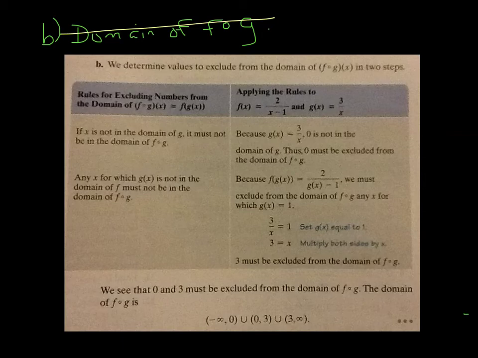Okay. When we put the g of x down here, the 3 divided by x, we cannot let that equal 1. So the value of 3 has to be excluded because it would make this entire denominator equal to 0, and we don't want that. So we threw out the 0 because it wasn't part of the domain of g, and we threw out the 3 because it wouldn't fit into the domain of f of g. Those are the two values that have to be thrown out. So this is more of the explanation of part B that we did on the previous page.